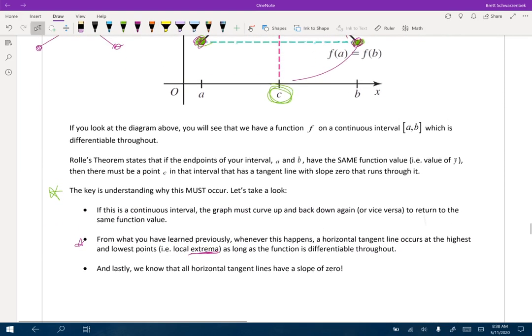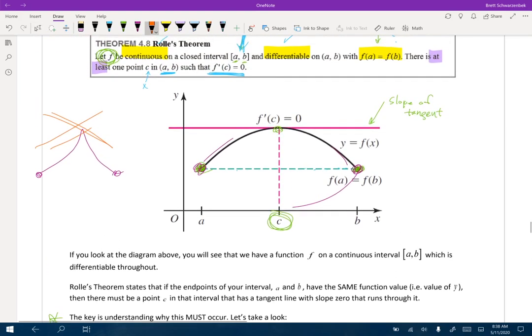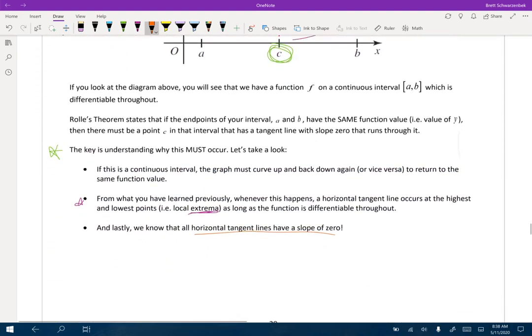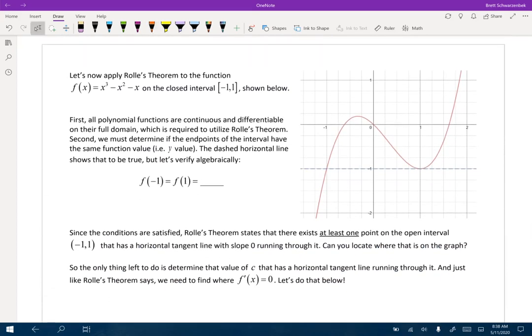And then, lastly, we all know the horizontal tangent lines have a slope of 0. So basically, in this case, what we just did was we found a critical point and also a maxima for our function. So Rolle's theorem is actually a great way to see the concepts behind a lot of those theorems that you learned in the last section. Okay, so let's just do an example.